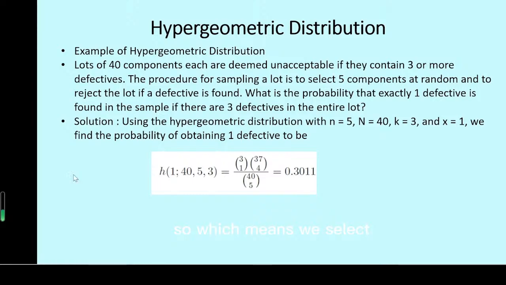Which means we select 5 from 40, and of these 40, there are 3 defective, and in our event there is only 1 defective. So the probability is the combination of 3 choose 1 times 37 choose 4, divided by the combination of 40 choose 5. So the probability is about 0.30.